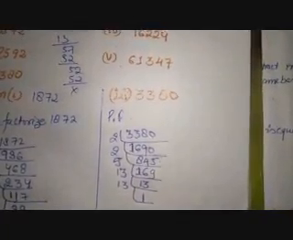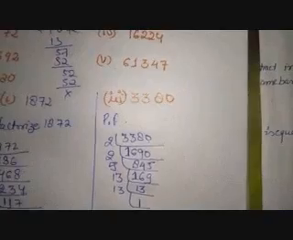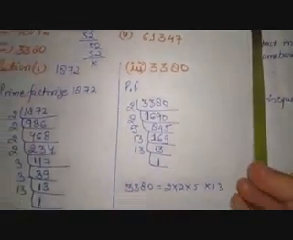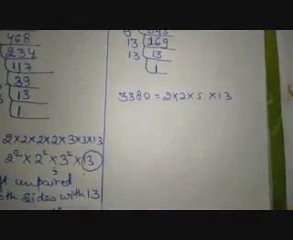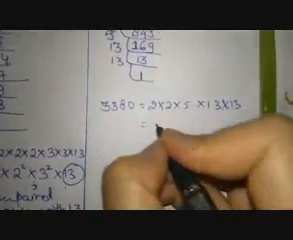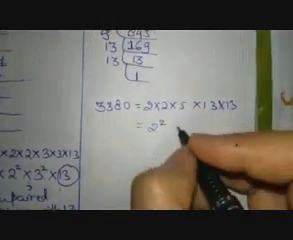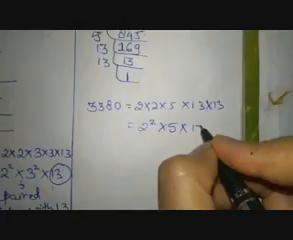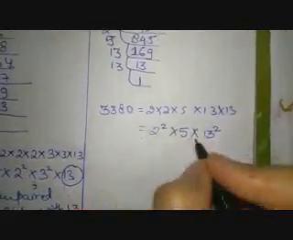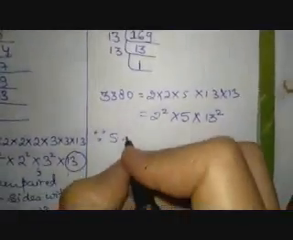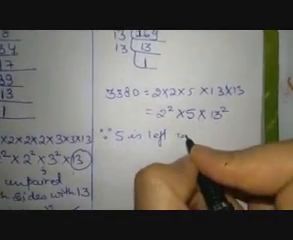Okay, now I can write 3380 as 2 into 2 into 5 into 13 into 13. Or I can also write it like 2 square, because it is a pair, and 13 square as a pair. Now we can see that here 5 is left unpaired.